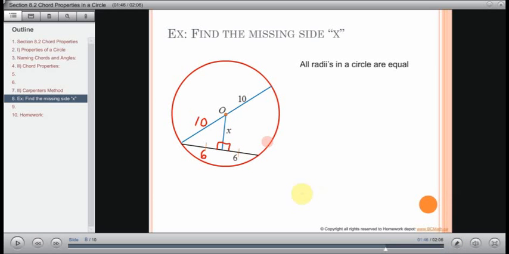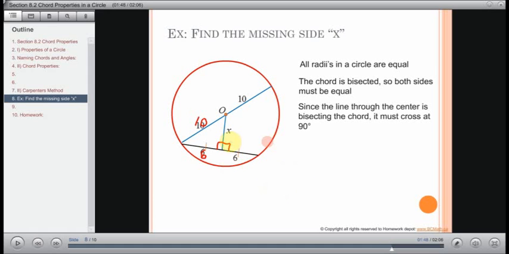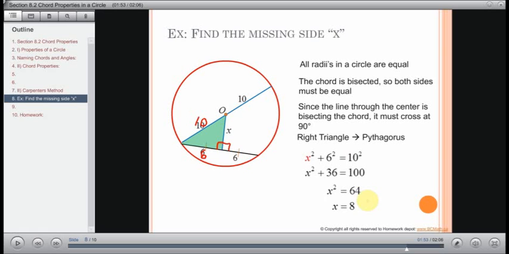We're going to use Pythagoras to figure out what x is. And so put it all together. Again, all radii in a circle are equal. The chord is bisected, so both sides are equal, 6, 6. Again, because the line is going through the center, it's bisecting at 90 degrees. And so in that green triangle there, we use Pythagoras solving for the missing side, and we have to use some subtraction. Square root of 64 is 8. So the missing side, x, is 8. It's another one of those Pythagorean triples.